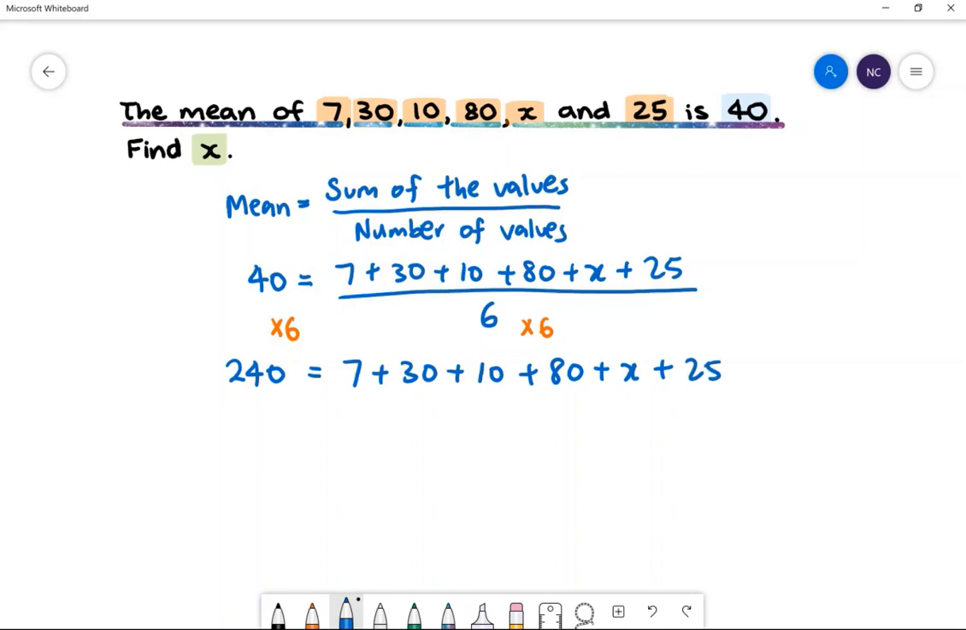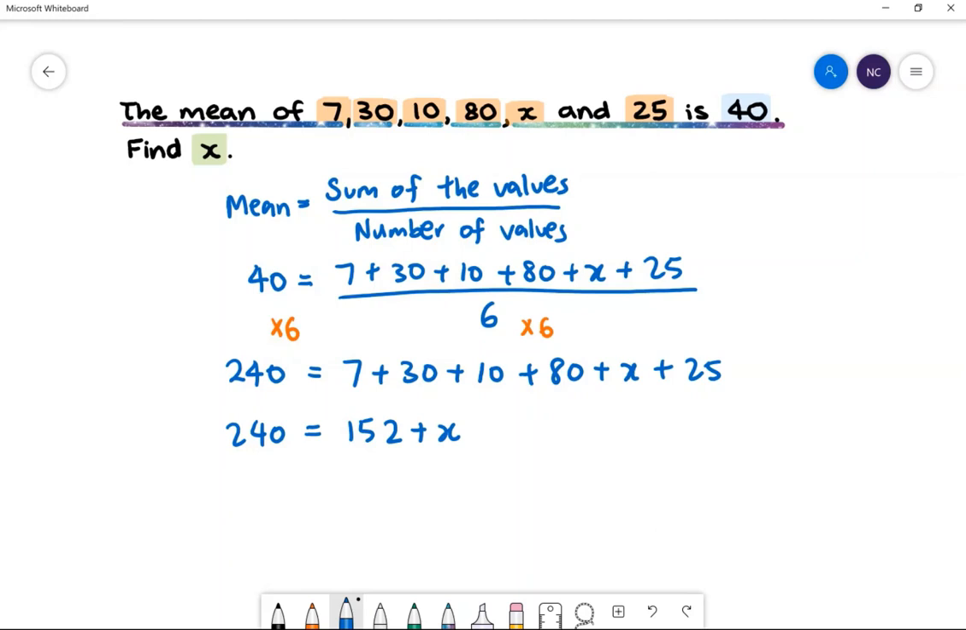Let's sum up the numbers on the right-hand side of the equation. 7 plus 30 plus 10 plus 80 plus 25 will give 152. So we'll have 152 plus x on the right-hand side of the equation.